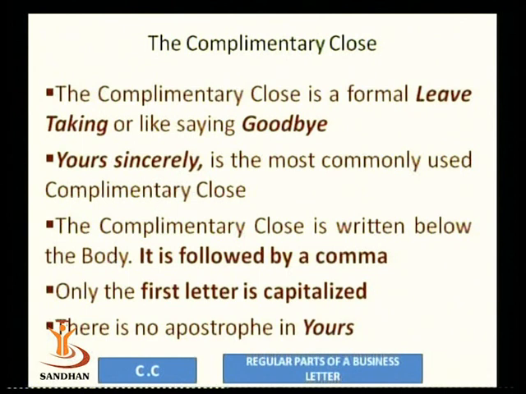In the American method, the complementary clause is written at the left hand side margin. In the British method, it is written at the right hand side margin. So follow the method properly, whether it is British or American. If you opt for the American method, follow it in full. So in the American method, it is written at the left hand side margin, whereas in the British method, it is written at the right hand side margin, one or two spaces below the body.